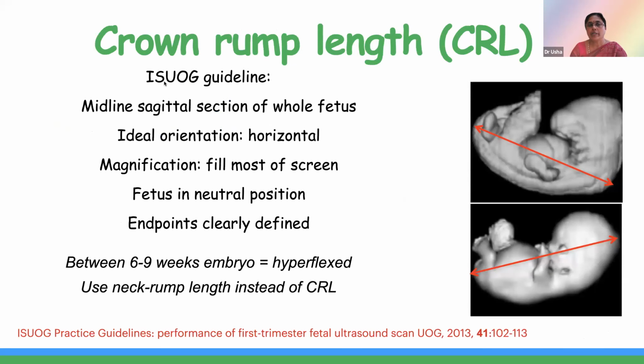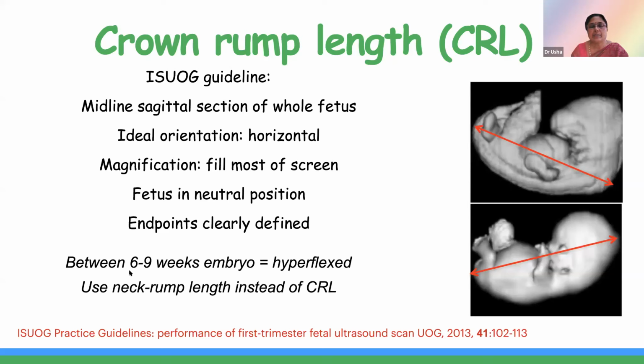So according to the ISUOG guideline, how do we measure the crown rump length? We should get the midline sagittal section of the whole fetus. Ideally, the fetus should be oriented horizontally, and you should magnify it so that it fills most of the screen. The fetus should be in the neutral position, which means it should not be too extended or too flexed, and you should be able to see the endpoints very clearly.